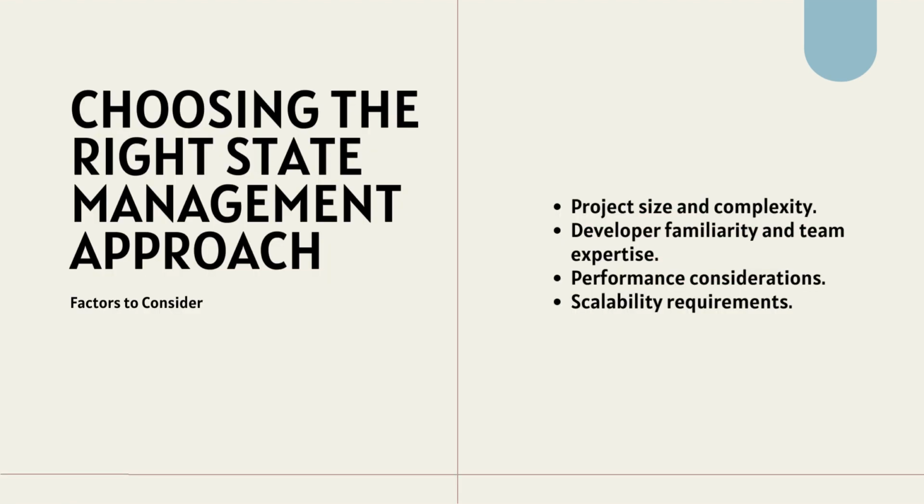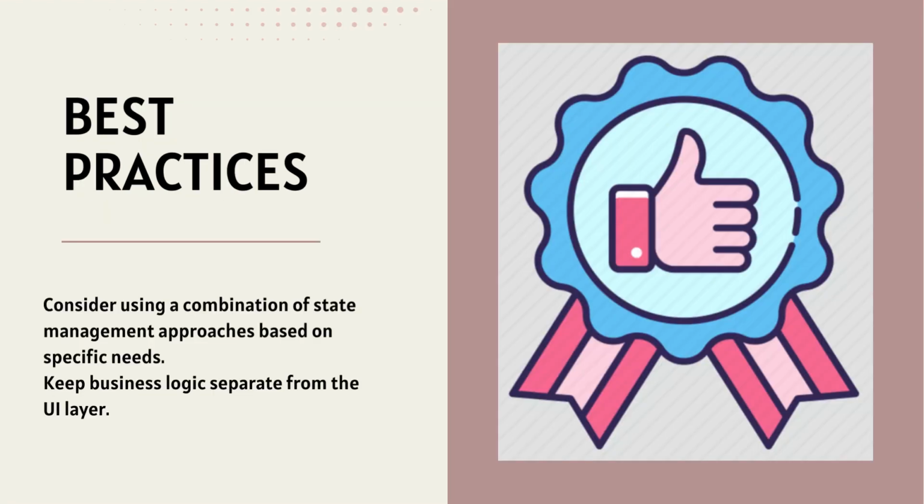Let's talk about choosing the right state management approach. There are four factors that we should be concerned about when we are choosing the right state management approach. The first one is project size and complexity. Second one is developer familiarity and team expertise. Third one is performance consideration. Fourth one is scalability requirements.